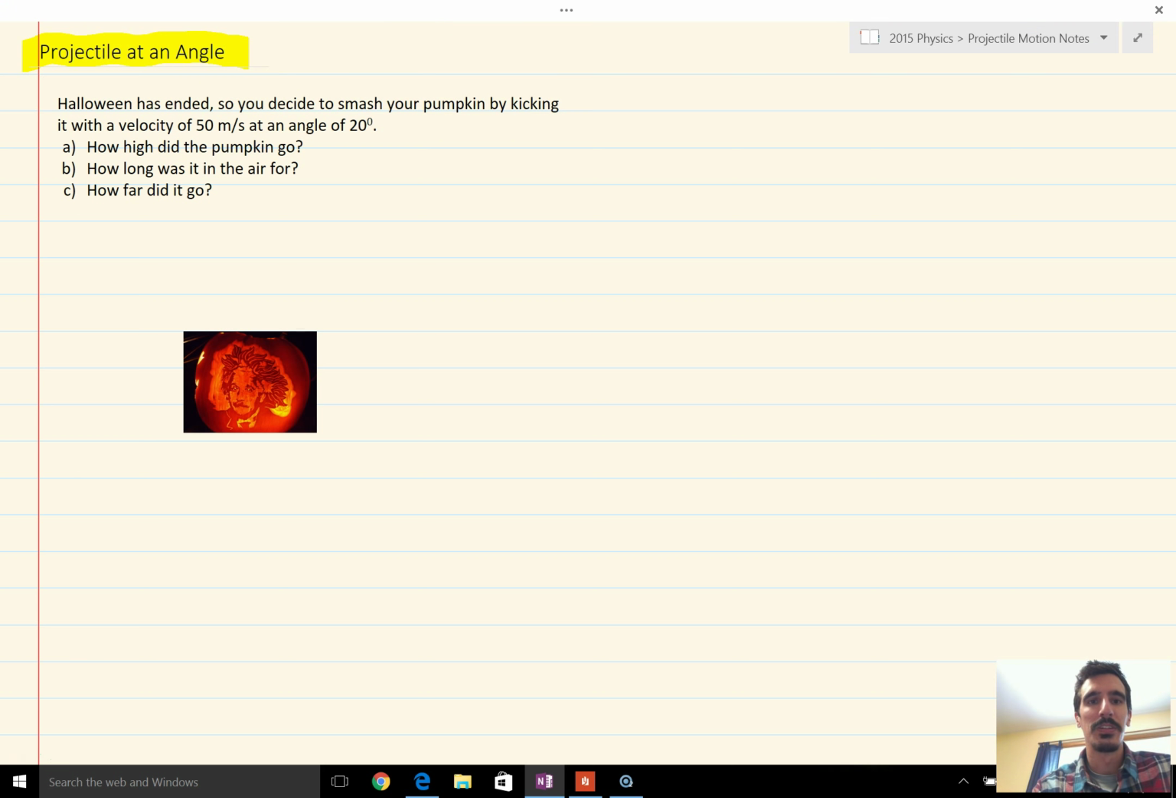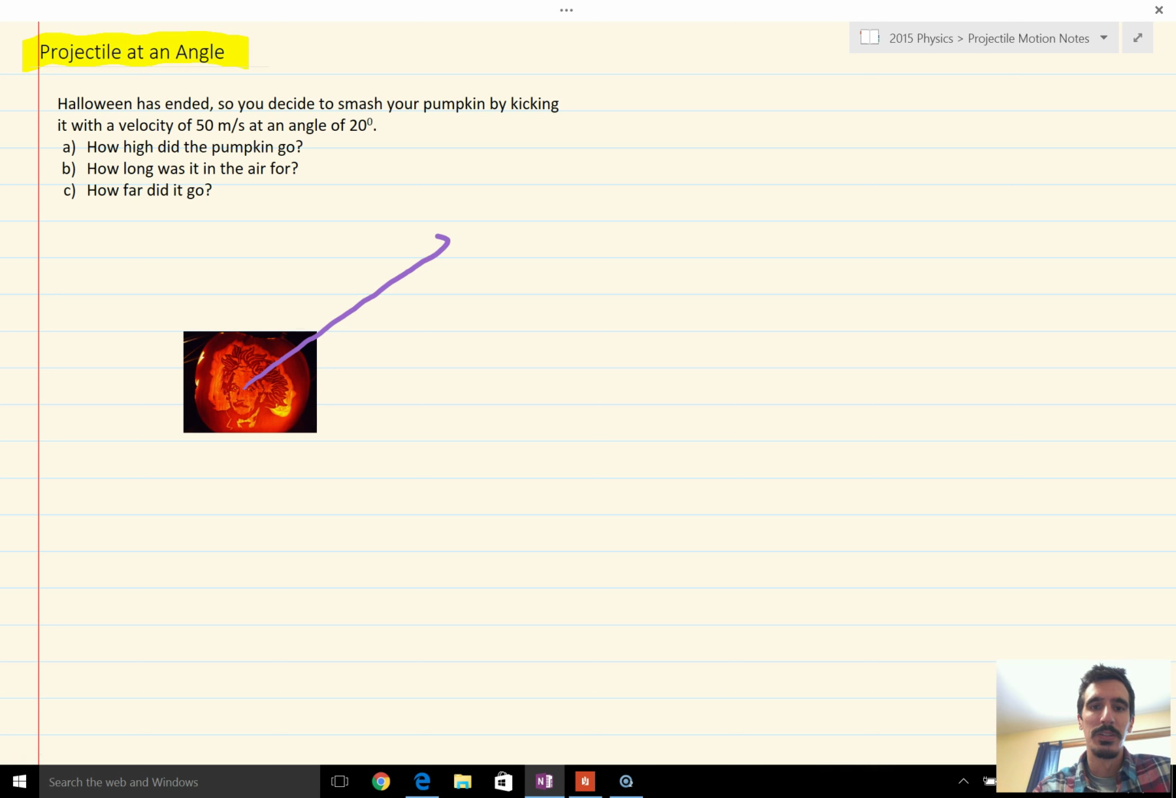Halloween has ended, so you decide to smash your pumpkin by kicking it with a velocity of 50 meters per second at an angle of 20 degrees. How high did the pumpkin go? How long was it in the air for? And how far did it go? So let's sketch a quick picture.